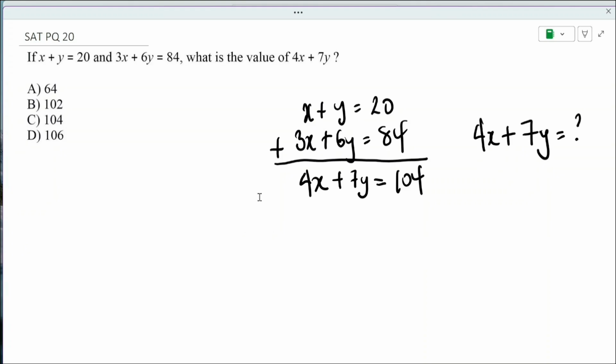So rather than go the route of finding x and y first, then substituting them into this equation to find the value of 4x plus 7y, you can just simply add equation 1 and equation 2 and get the value, which is 104. And the answer is C, that's 104. Note that the shortcut method might not always work. So in such cases, you find x and y first, then substitute them into the equation to find the answer.